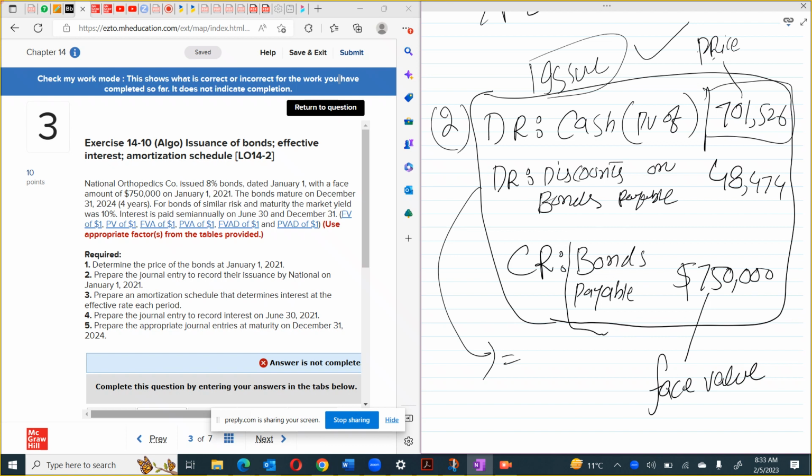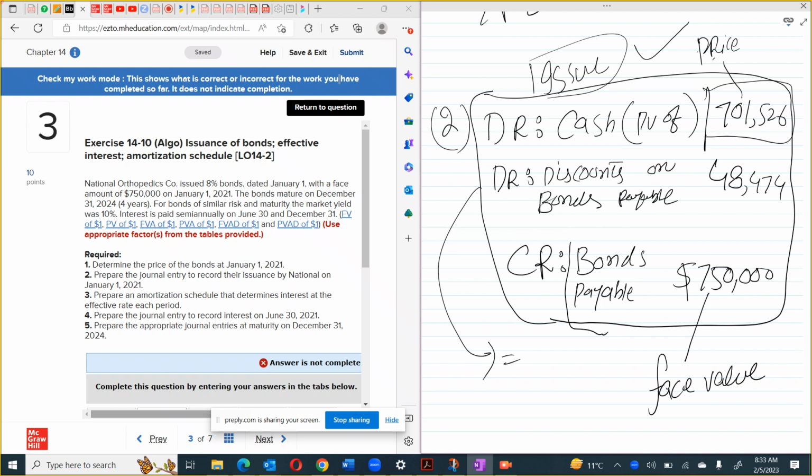Now what rate will you use for the present value? 5%. Why? Because it's semi-annual. 10 divided by 2 is equal to 5%. So we will use the 5% rate, which is semi-annual. And for the interest, we will use the present value of an ordinary annuity at 5%, and n is 6.